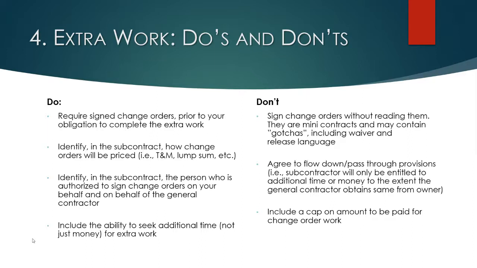Try your best to not agree to any flow down or pass through provisions from the prime contract. I get it; those are oftentimes difficult to negotiate out of your contract, but you'd like your subcontract to stand on its own and not have to deal with the requirements that the owner is putting on the GC. I get it; that's not always feasible, but if you don't ask, you don't get. So we suggest that you try to extricate those types of provisions to the extent you can.